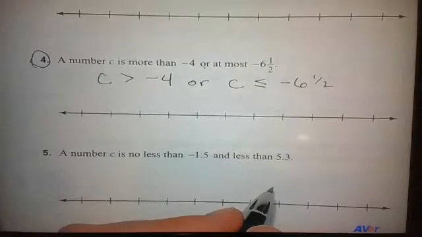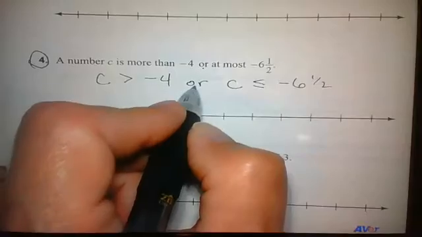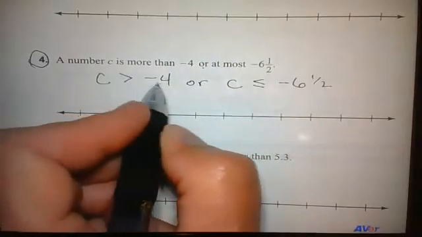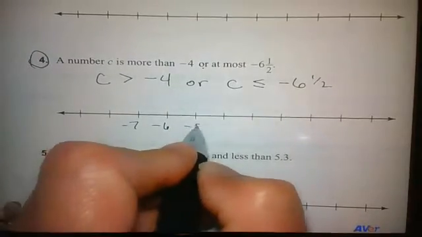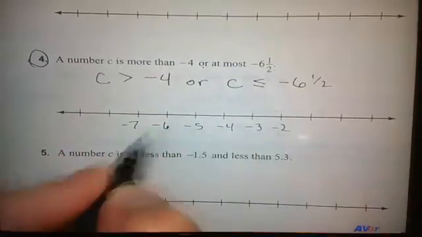Do you remember this, guys? Do you remember this? So I'm looking at this. It's an or statement. The arrows should go apart. C is greater than negative 4. I've got to have negative 4 and negative 6.5. So negative 7, negative 6, negative 5, negative 4, negative 3, negative 2. Okay, that gives me enough.